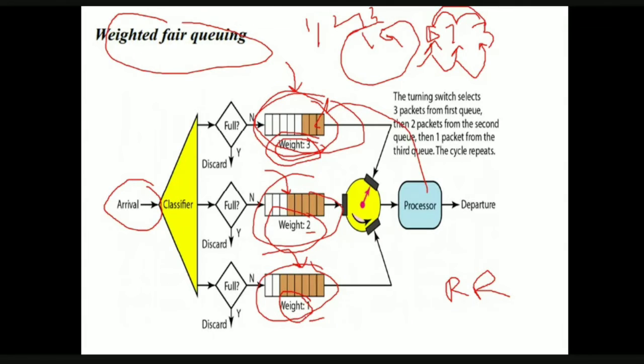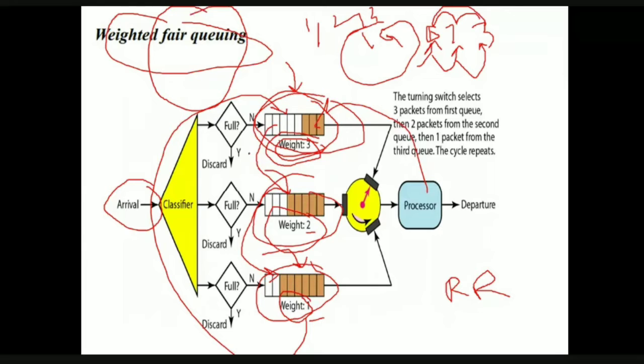After completing this one, again it has to reach the first queue, and then it has to go to the second queue, and then it has to go to the third queue. So like this, it is going in a round robin kind of fashion. Here we have weights for each and every queue. This is the reason we called this weighted fair queuing.